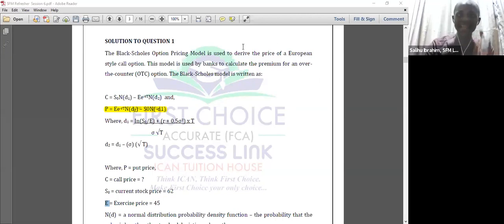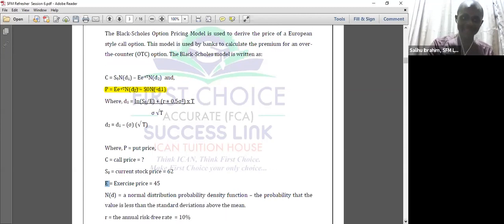So anytime you are not exercising your right because the option is not favorable, you are losing your premium. The premium is not recoverable. Whether you are exercising your right or not, premium is paid, and premium is paid immediately the contract is formulated. Are we together? So that is what we call the exercise price.